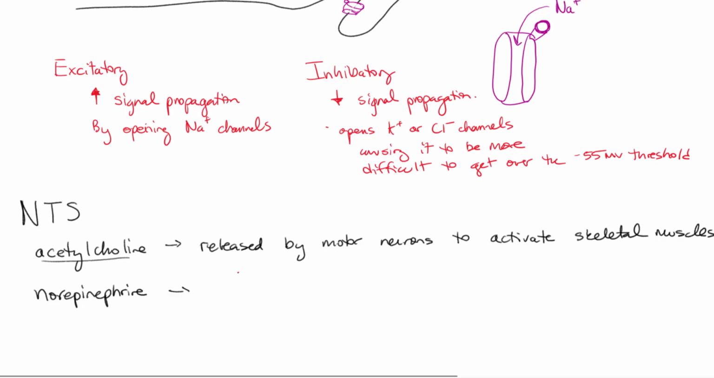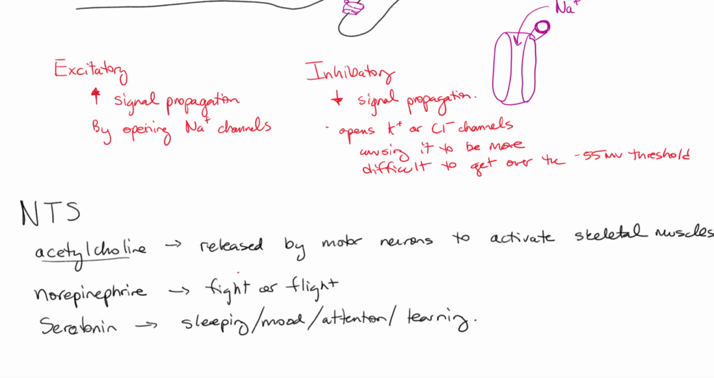So we'll just put fight or flight. We also have serotonin, and serotonin is involved with sleeping, mood, attention, and learning. It's also a precursor for melatonin. So melatonin, which we talked about, which is released by the pineal gland, helps with sleep. Serotonin is the start of melatonin. We just add a few things to it and it becomes melatonin. We also have dopamine, and you've probably heard about this. This is also dealing with sleep, mood, attention, and learning.